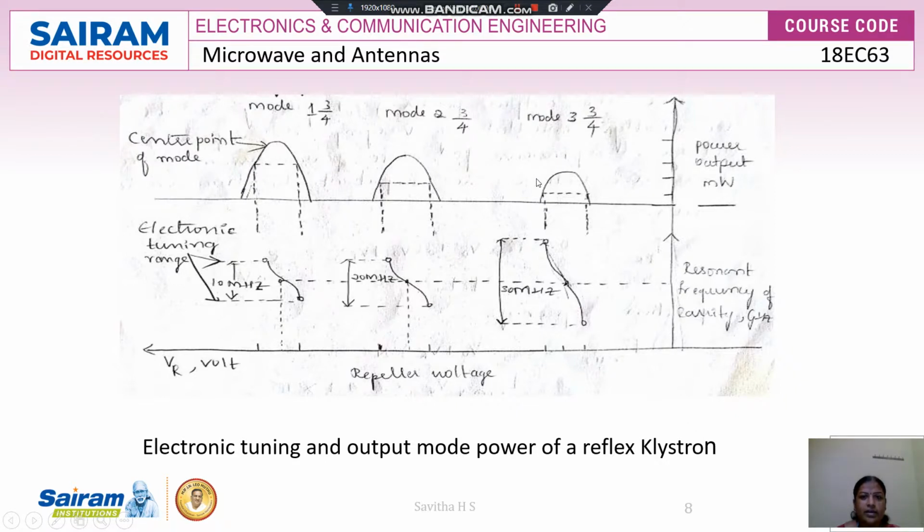You can see here the peak value goes on decreasing as the mode value increases. And the second one is the electronic tuning range. You can see here the first mode is 10 megahertz, for the second mode it is 20 megahertz, for the third mode it is 30 megahertz.